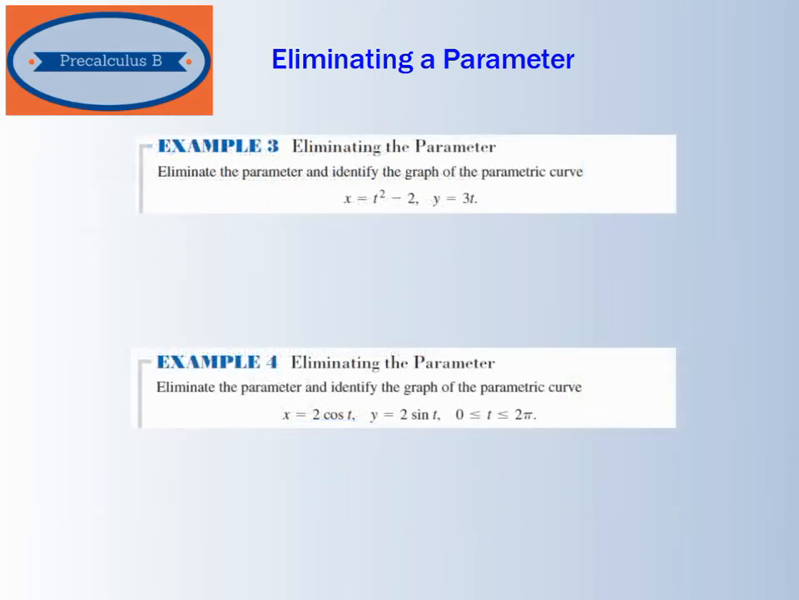So here are a couple problems for you to try on your own. Try to eliminate the parameter and then identify the graph of the parametric curve. Take a couple minutes, pause your video, and see if you can eliminate the parameter. The first one should be straightforward, just like we did. The second one should also be straightforward. It's just we have cosine and sine, so you'll have to think about their inverse functions.